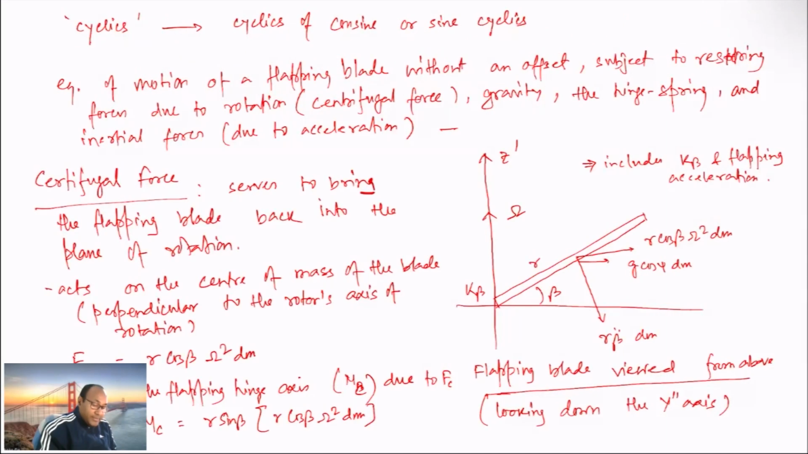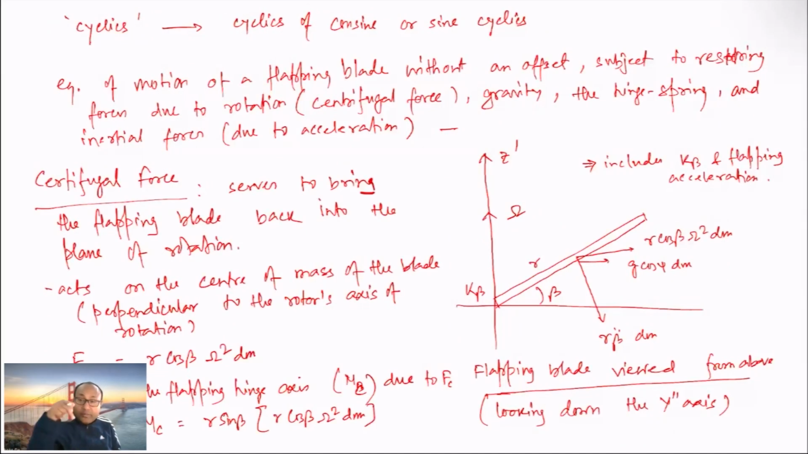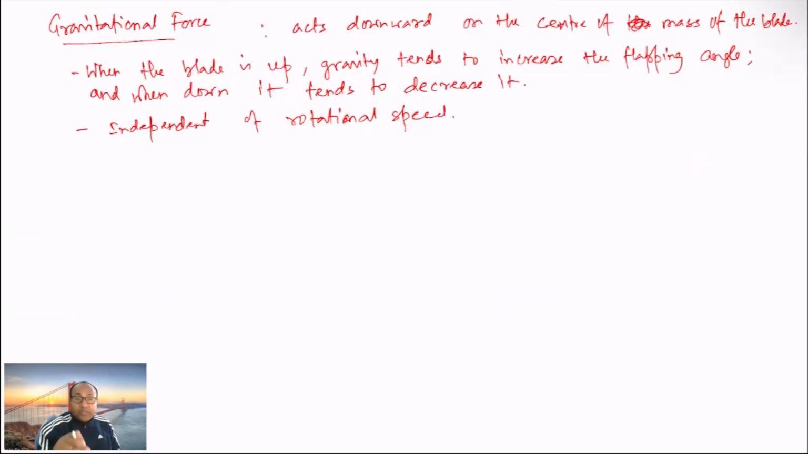So essentially, now we have this, we want to derive this free motion. We have this blade that has been given, and we are looking down through the y double prime axis and considering each of these forces. We start with centrifugal force, then we talk about gravitational force. So we'll stop here and continue this discussion in the next session.